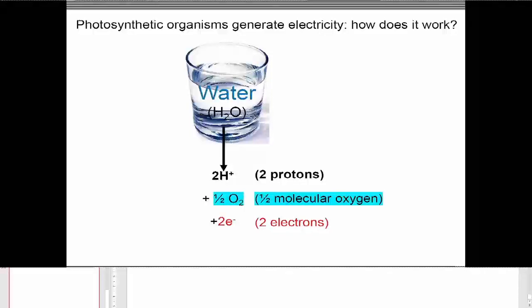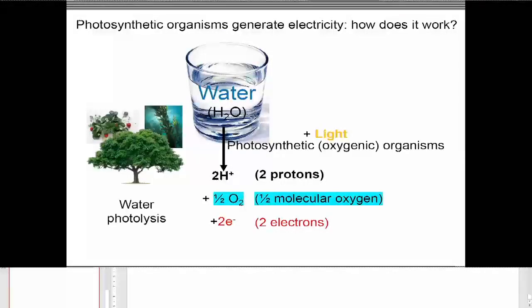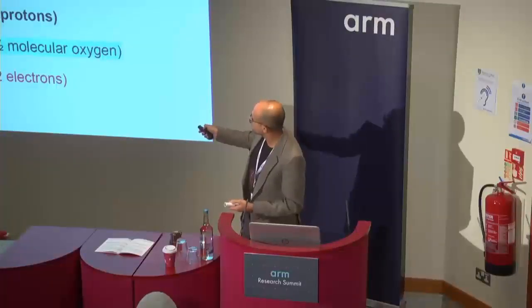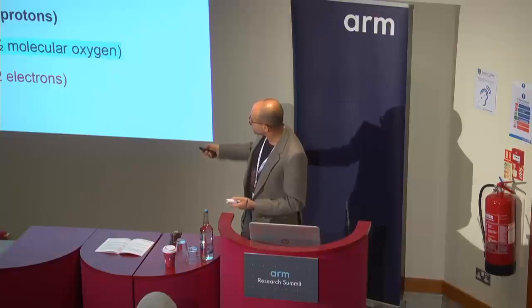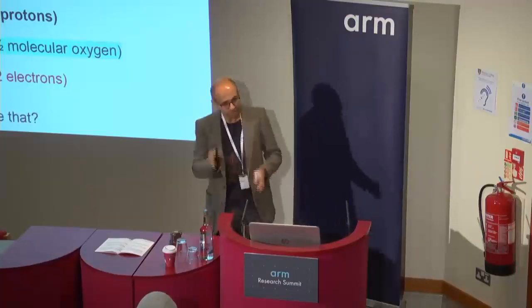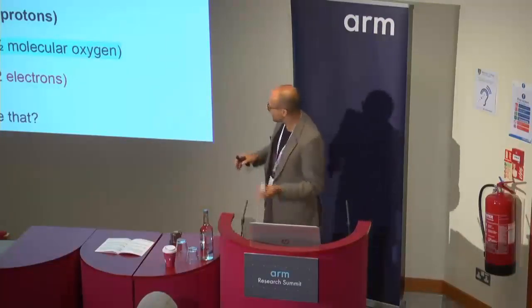However, plants know how to do it. Through a process called water photolysis, plants are able to take water and, by using the energy of the light, split it into protons, oxygen, and electrons. Can I prove that? Maybe.